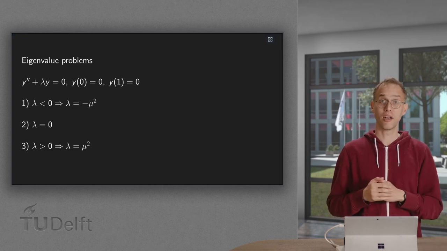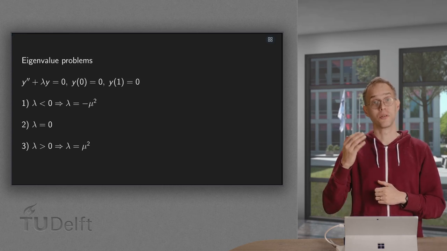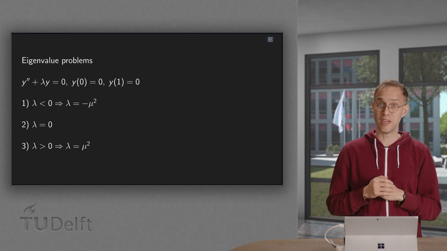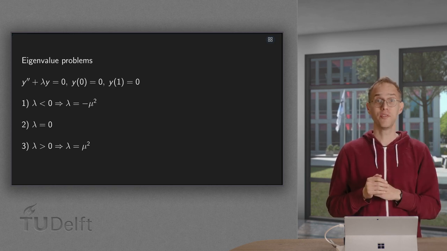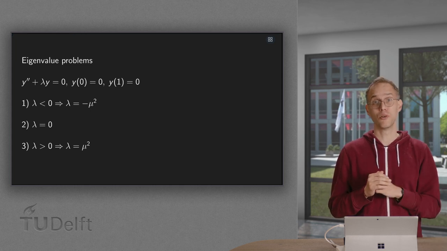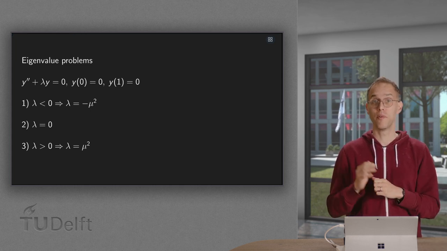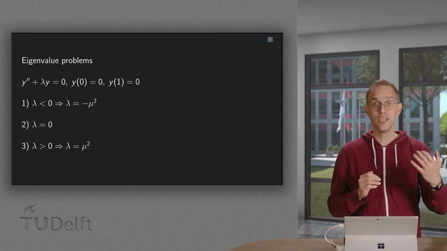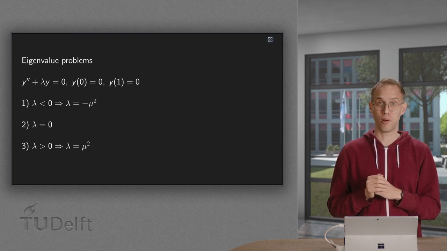We will often encounter boundary value problems that contain an unknown parameter lambda. In these problems, we need to determine both this parameter lambda and the solution of the boundary value problem y of x. These problems are called eigenvalue problems.